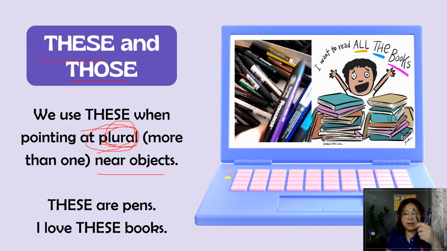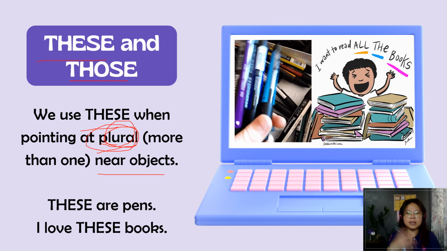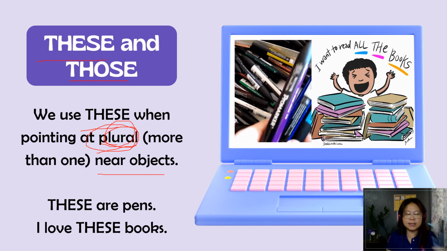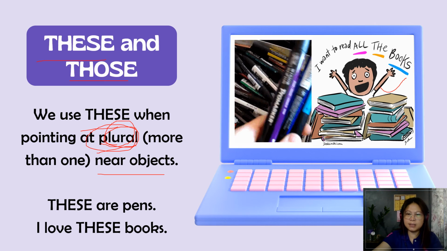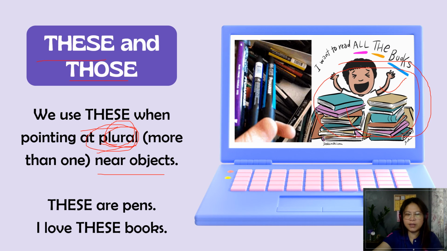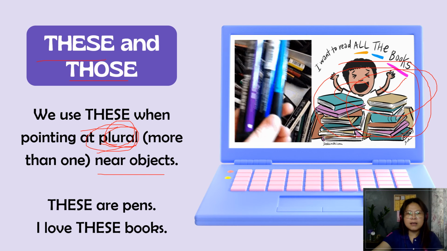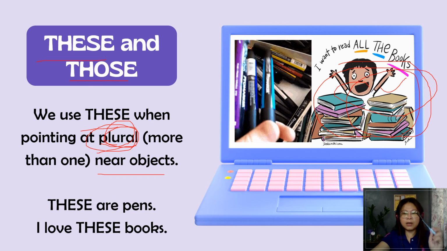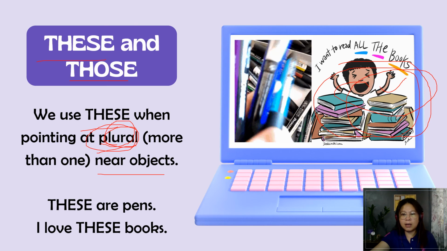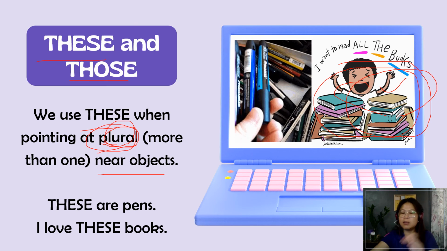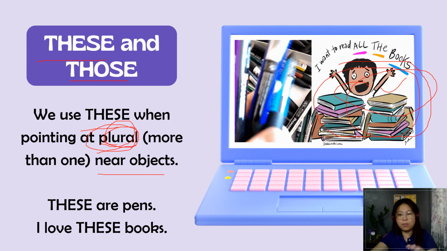Okay, I have three pens with me. So these are pens. Or we can say, I love these books. So you are holding or pointing at plural, many near objects. Not just one, but two or more objects.